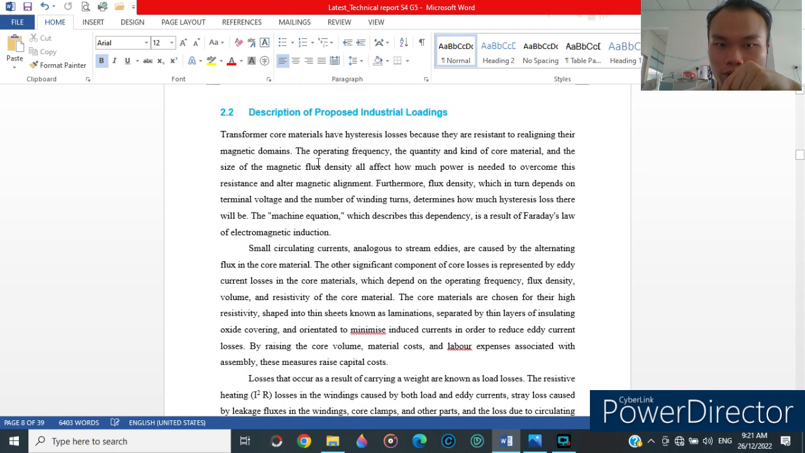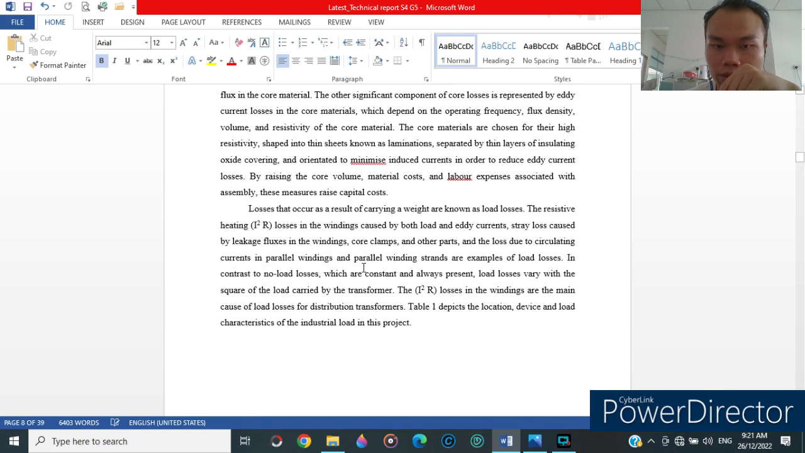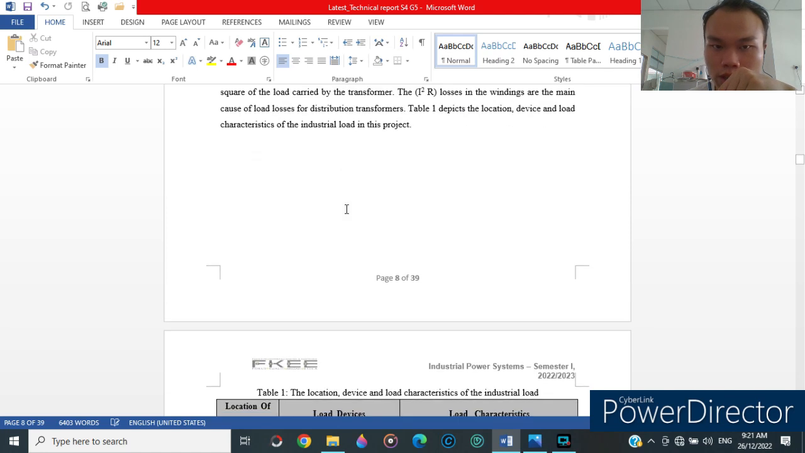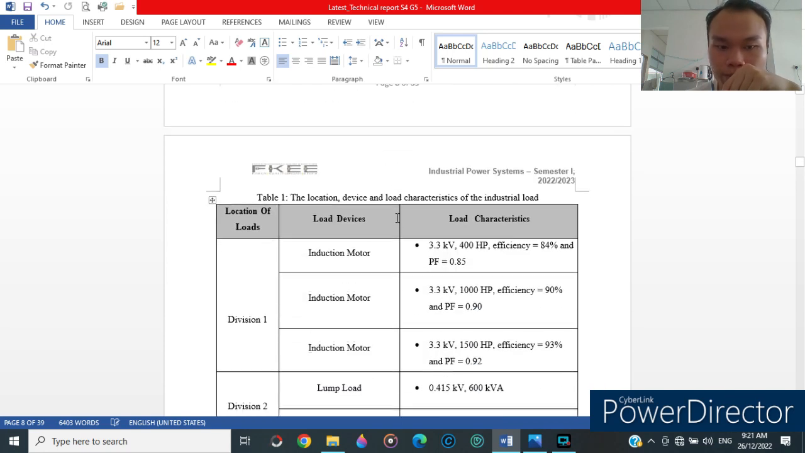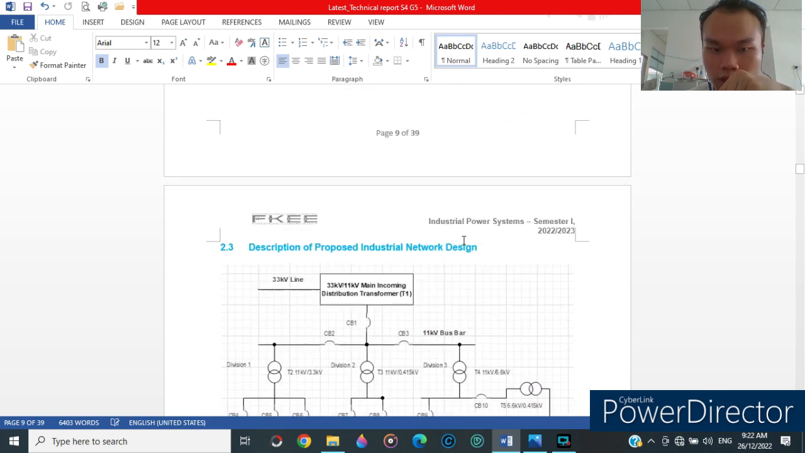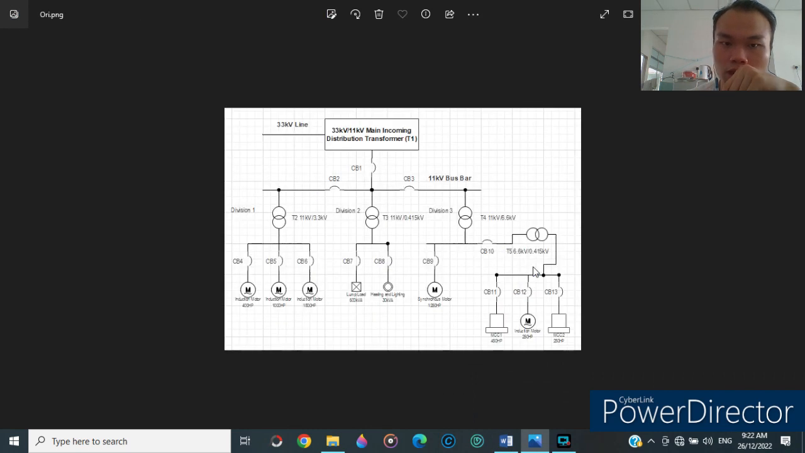For the decision of the proposed material loading, the transformer core materials and the cable core material are factors that we're going to consider. For losses in the distribution transformer, we're going to use P with I squared. For table 1, we're going to construct it based on the location of loads, load device, and load characteristics. For the distribution of the proposed industrial loading, we have a main incoming transformer T1, which is 3 kilovolts, and there are 3 bus bars and 4 transformers.